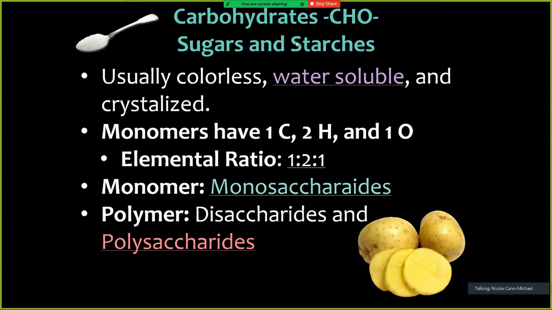The polymers, and remember, a polymer is a chain or a series of monomers, right? The monomers get together and make polymers. So the polymers of carbohydrate are disaccharides, literally meaning two sugars, and polysaccharides, literally meaning many sugars. The prefix di means two, and the prefix poly means many. And this should have taken you through question number 5 on your note catcher.